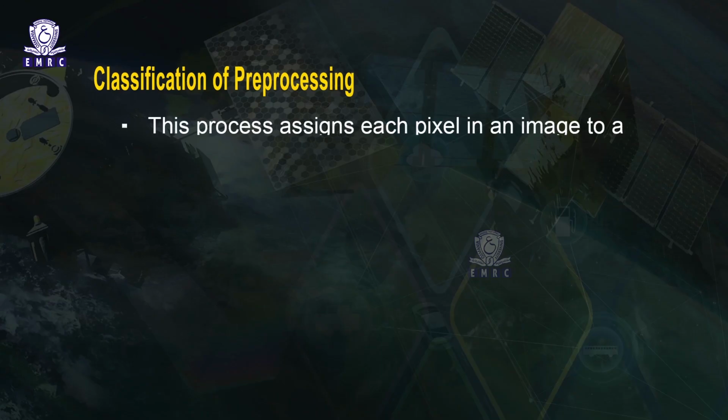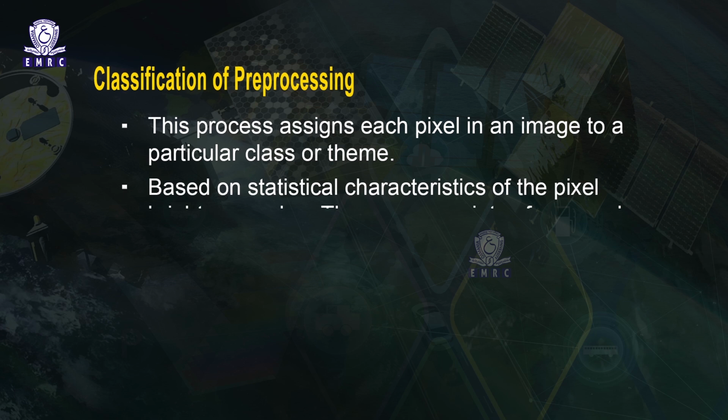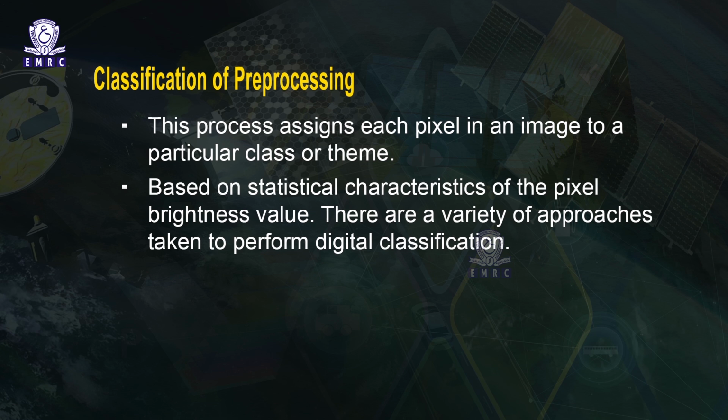Image classification and analysis operations are used to digitally identify and classify pixels in the data. Classification is usually performed on multi-channel data sets, and this process assigns each pixel in an image to a particular class or theme based on statistical characteristics of the pixel brightness value. There are a variety of approaches taken to perform digital classification.